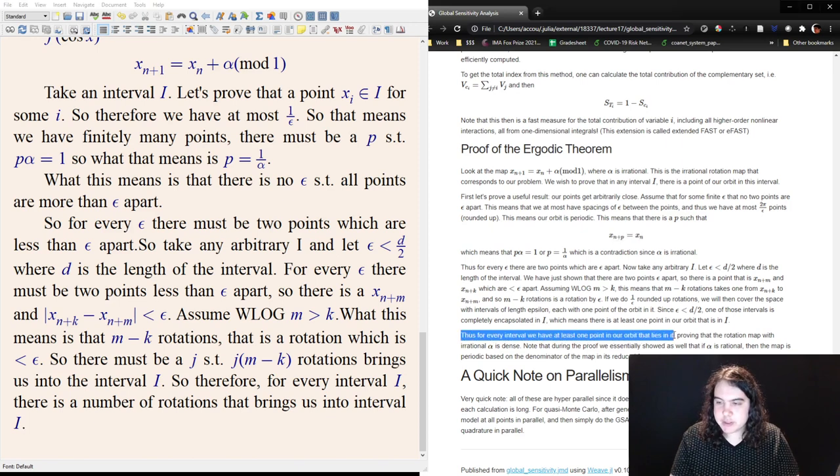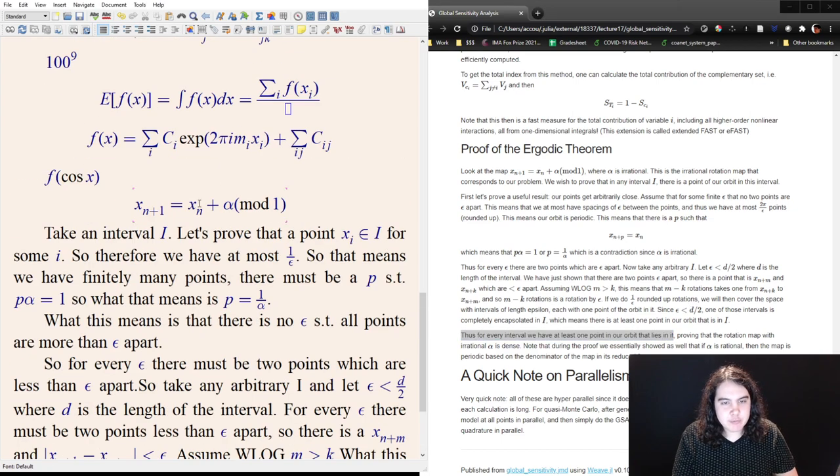So what that means is that our rotation map is dense, right? Because how do you prove that you get epsilon close to this random point? Well, put an interval around that point, where that interval is size less than epsilon. There is a number of rotations that it gets into that interval. So therefore, you found a number of rotations that is going to be less than epsilon away from that point. And that's true for every positive epsilon, for every point in 0 to 1.